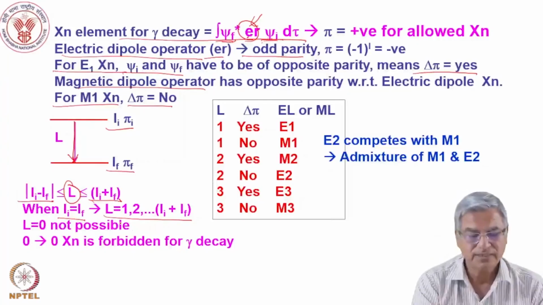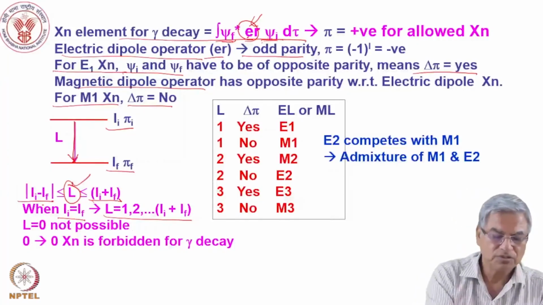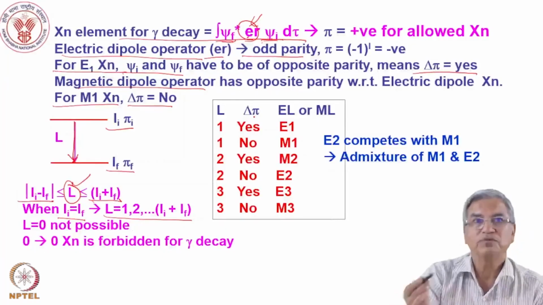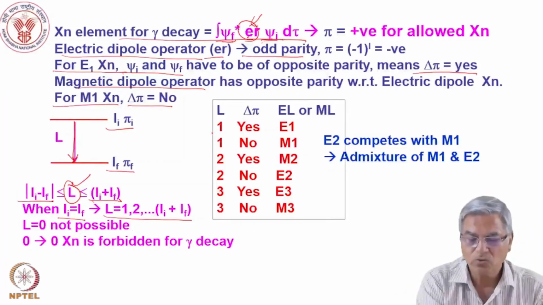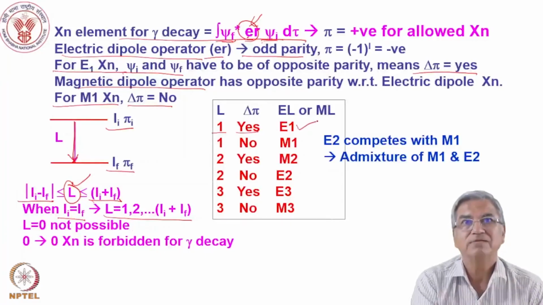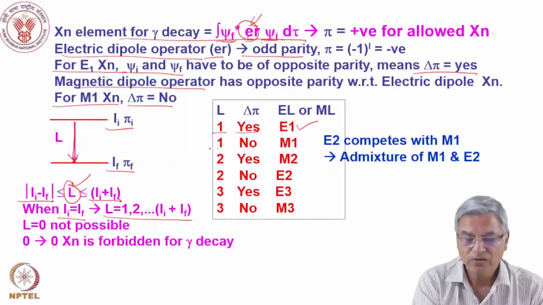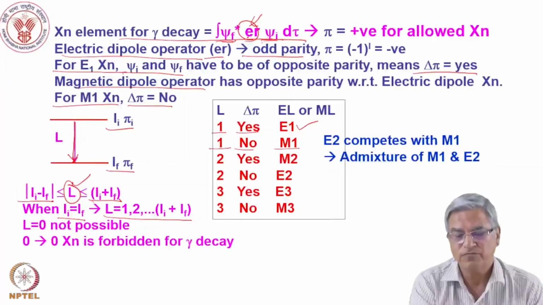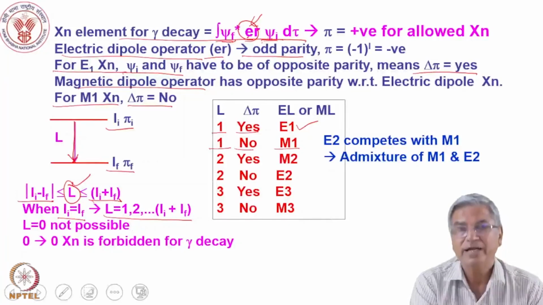So let us see here. L can be decided based on I_I minus I_F to I_I plus I_F, and delta pi we will know from the parity. So if L equals 1, dipole, and delta pi is yes, then we call that an E1 transition, an electric dipole transition. And if L equals 1 and delta pi is no, there is no change in parity, we call it an M1 transition. That is how we classify the different transitions into EL and ML, where L can take values 1, 2, 3, 4 and so on.